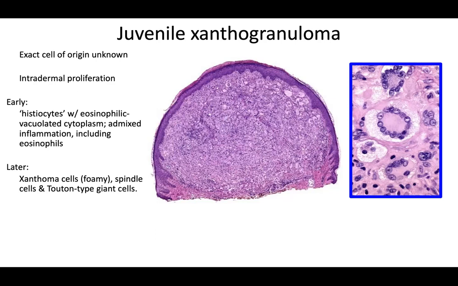So for your test taking purposes, I'd imagine that they would want to show you Touton-rich giant cell JXG. However, in real life, they don't always have the Touton type giant cells. So in the early lesions, you may not have as many. So you have to take into account the clinical presentation and ruling out all the other serious stuff. So doing a CD1a on this to make sure you're not dealing with some weird Langerhans cell histiocytosis is going to be advised.